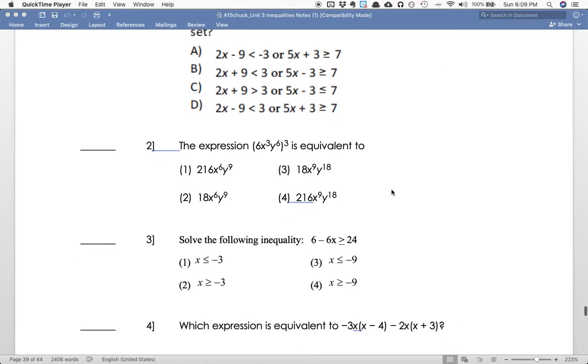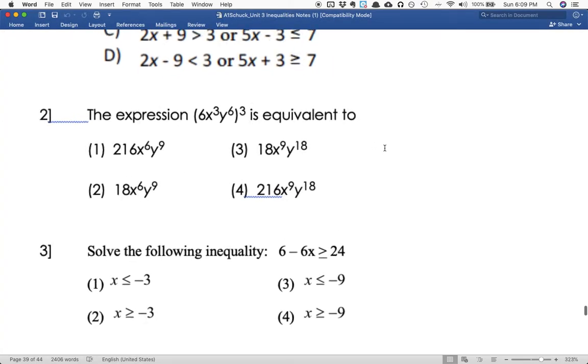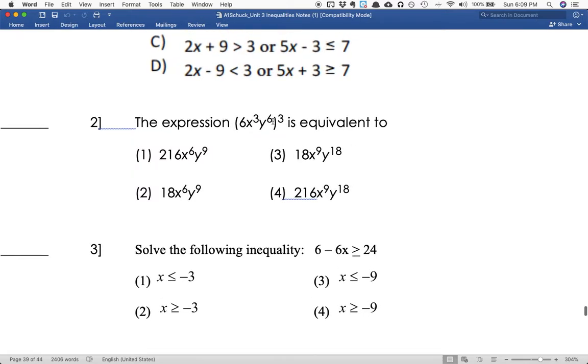All right, the second question on our Unit 3 test review, even though, again, it's very similar. It says the expression 6x cubed times y to the sixth power, all cubed, is equivalent to dot, dot, dot, and you have to choose 1, 2, 3, or 4. This one, a calculator's not going to help you.